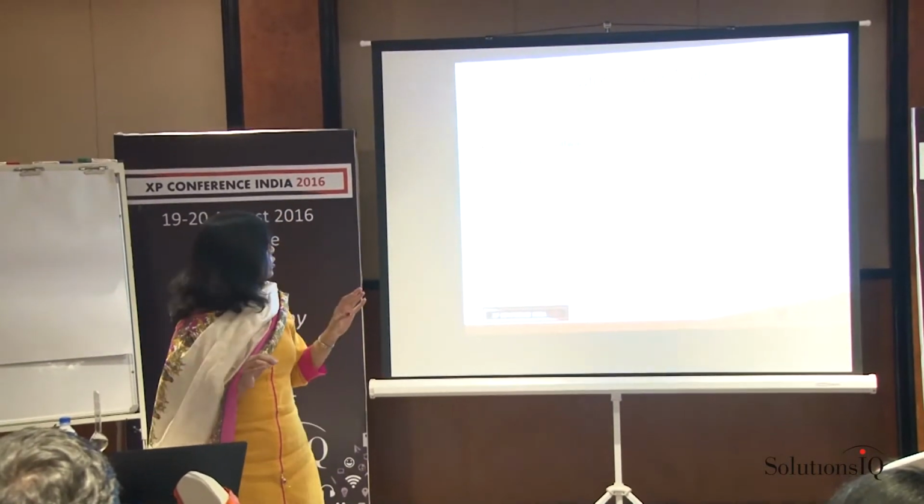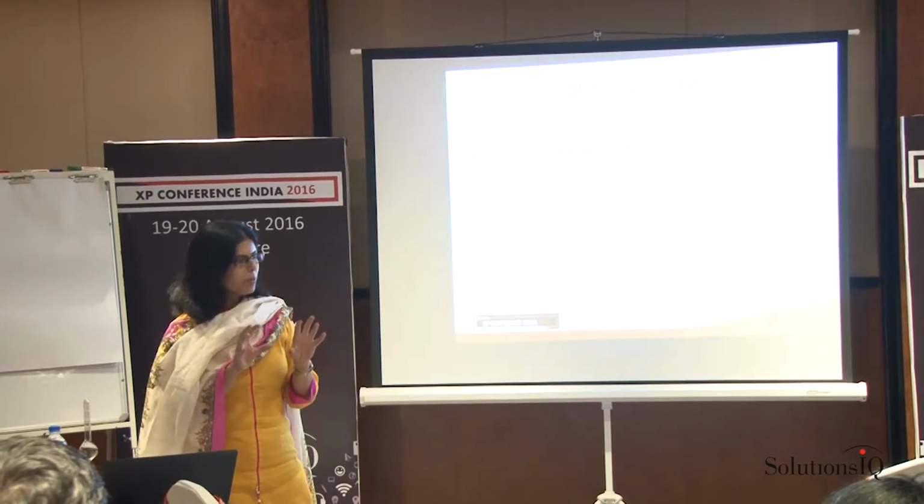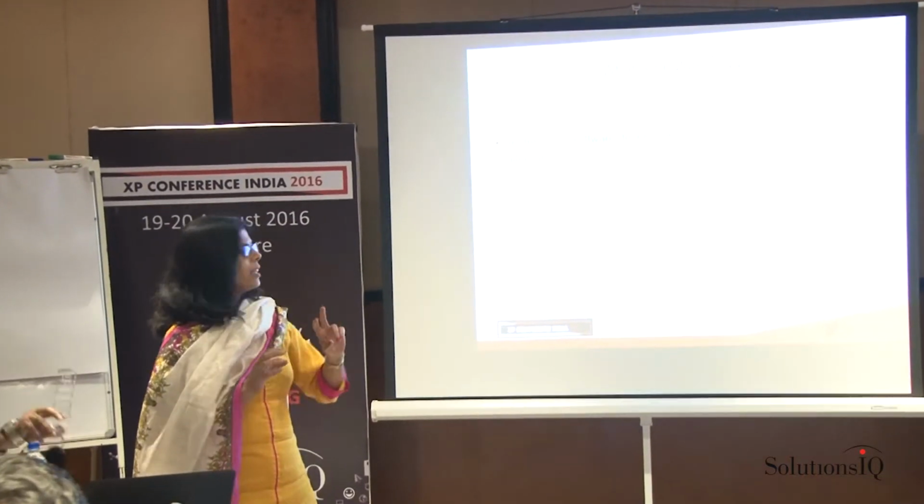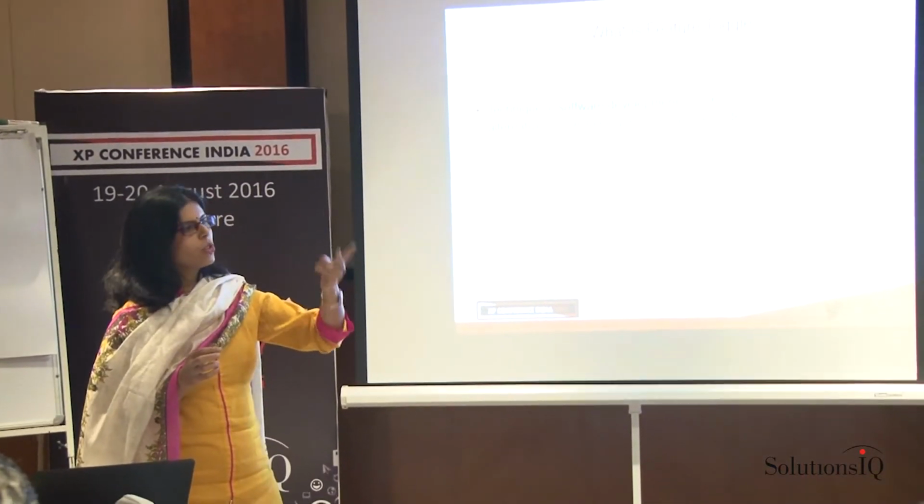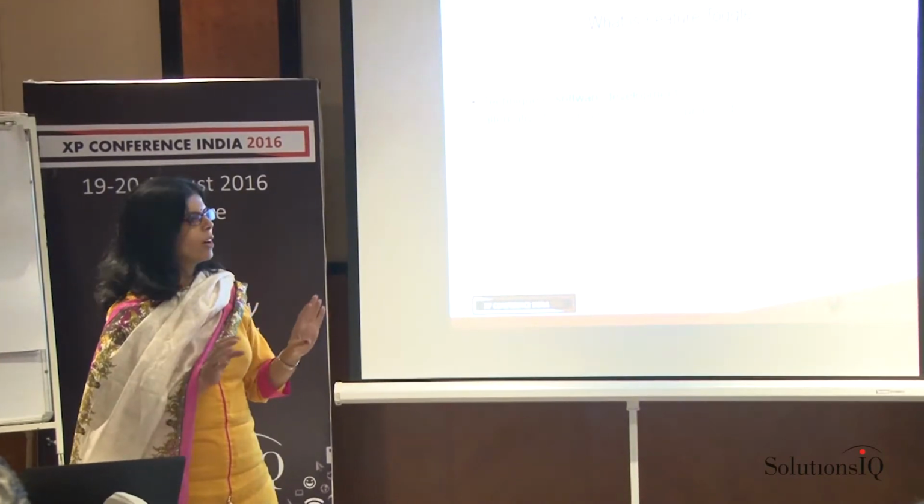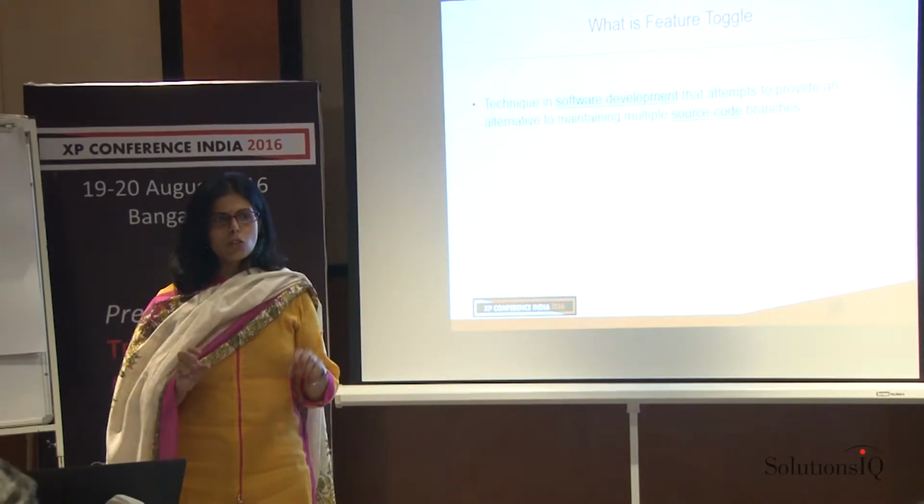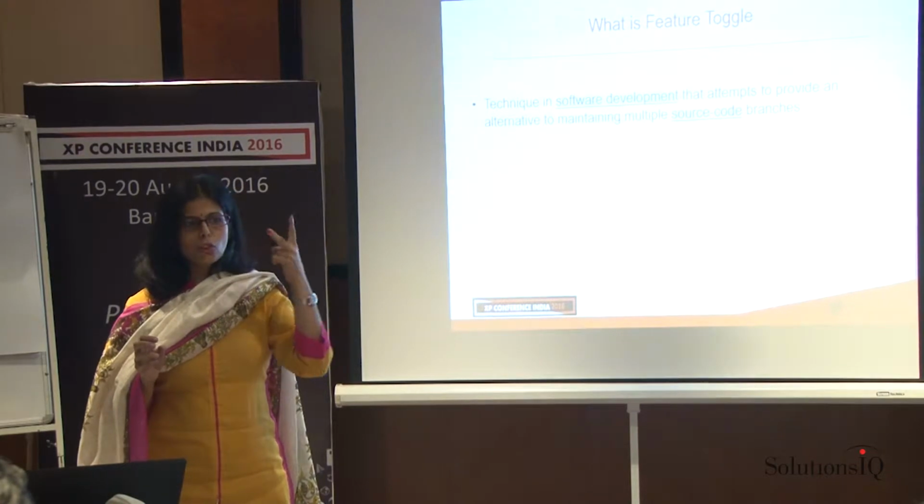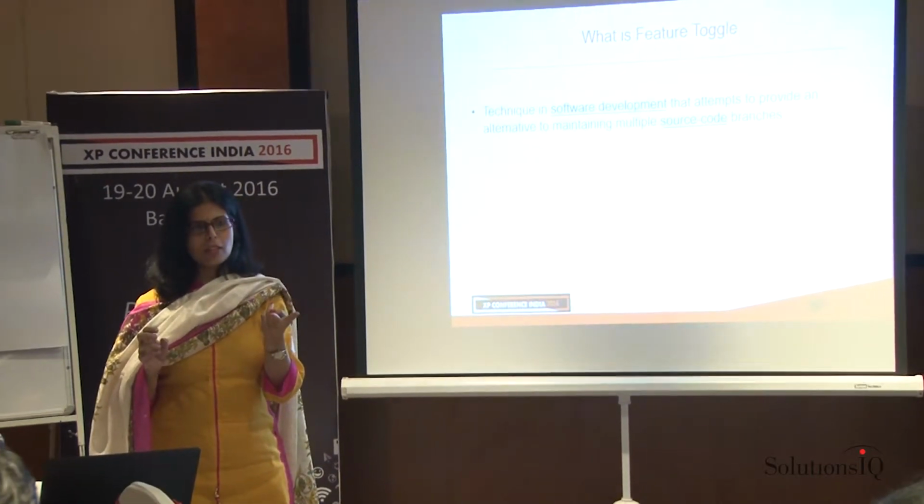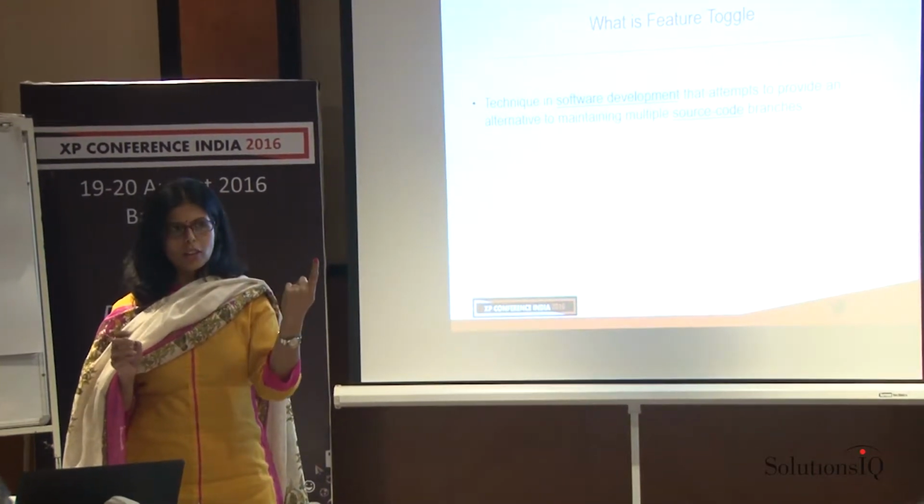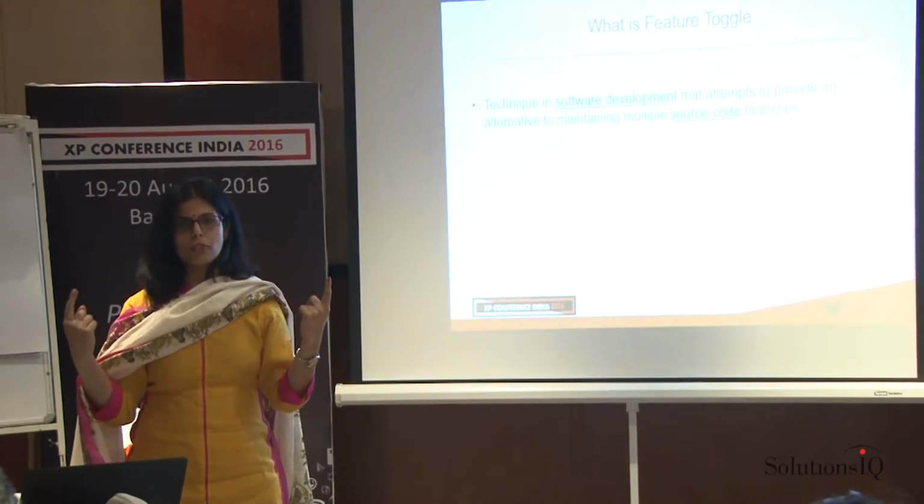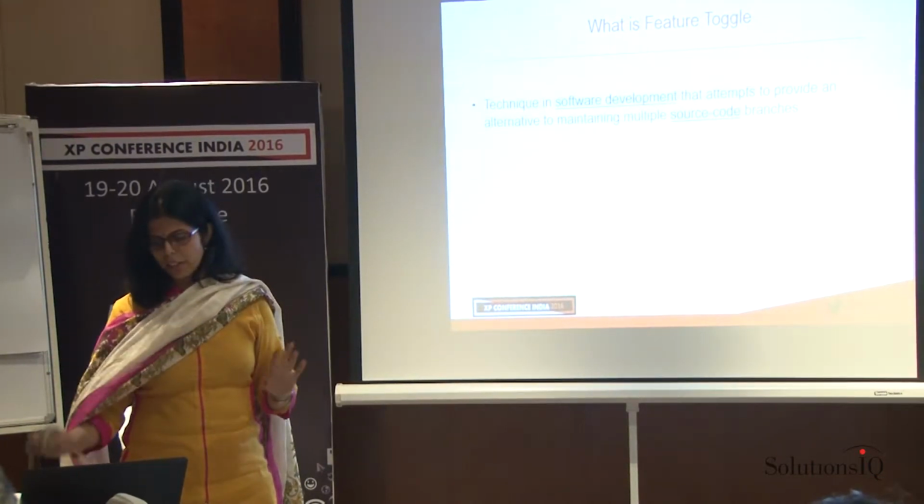So essentially, feature toggle in software development means a feature that you can switch on and switch off, and you don't really need separate code branches for that. Within the same code branch, for two different customers or clients, you can have that switch on for one, and switched off for the other. So that is what feature toggle essentially is.